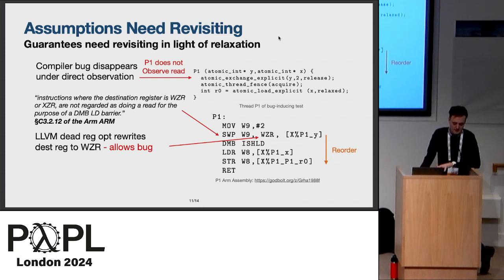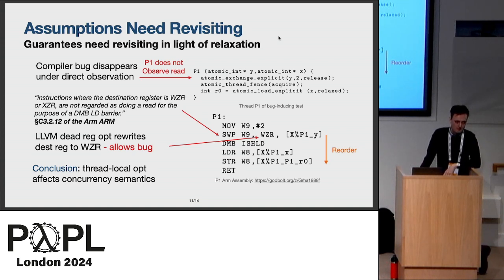This is perfectly valid, at least according to the C model and my understanding. Unused reads can be deleted, optimized away, who cares, fine. But in this case, this thread-local optimization actually allows the reordering of the effects of this swap past the fence. So the conclusion I'm drawing here is that this thread-local optimization is actually affecting the concurrency semantics as a whole. Kind of surprising, you'd think. It doesn't directly affect y, but it does affect the reordering of the effects of the swap.